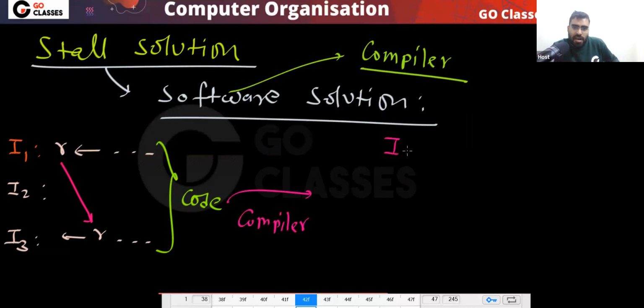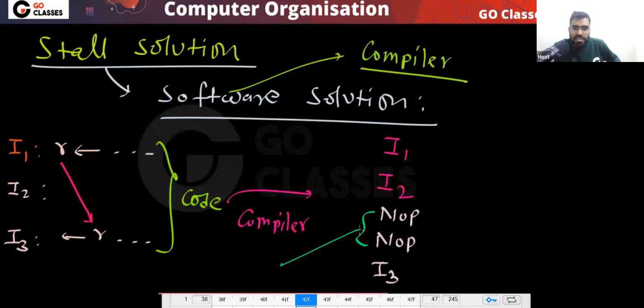Your compiler does this. I1, then I2, there is no problem. Then it inserts 2 NOP instructions. NOP means nothing, just do nothing. Why is it inserting 2 NOP instructions? Why not 1 NOP? Because there are 2 stalls. Yes or no? Because we were getting 2 stalls.